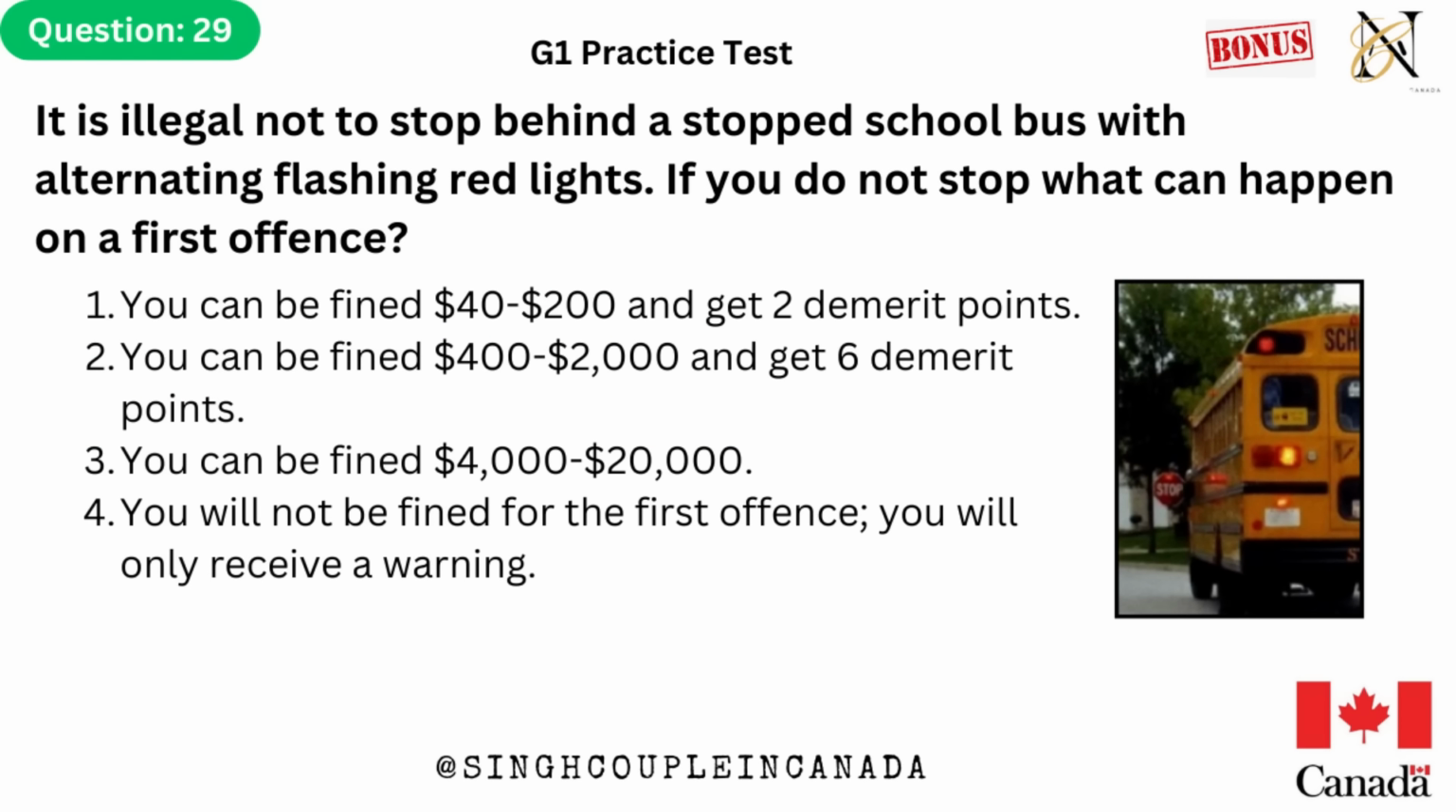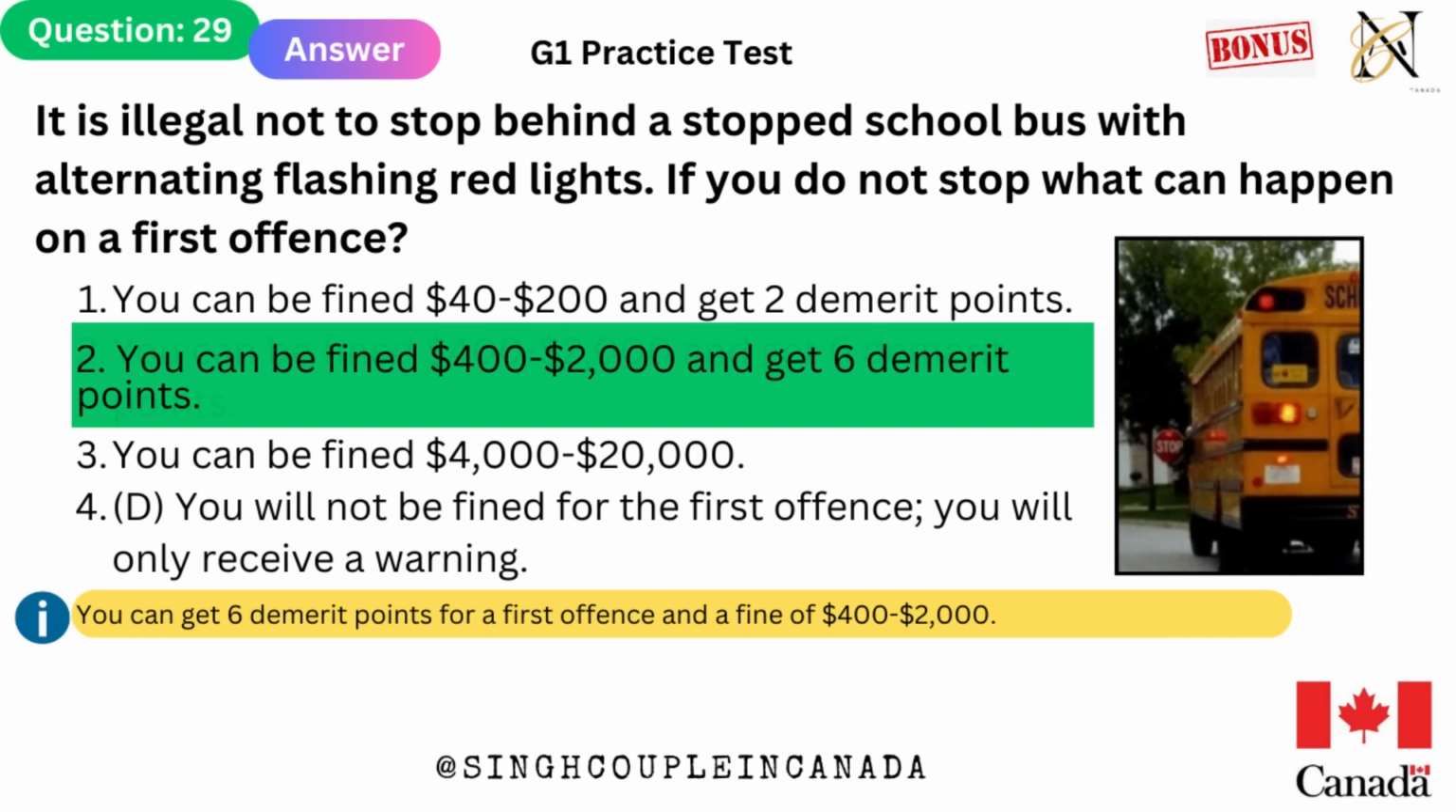If you do not stop, what can happen on a first offense? 1. You can be fined $40 to $200 and get 2 demerit points. 2. You can be fined $400 to $2,000 and get 60 merit points. 3. You can be fined $4,000 to $20,000. 4. You will not be fined for the first offense, you will only receive a warning. The answer is 2. You can be fined $400 to $2,000 and get 60 merit points. You can get 60 merit points for a first offense and a fine of $400 to $2,000.